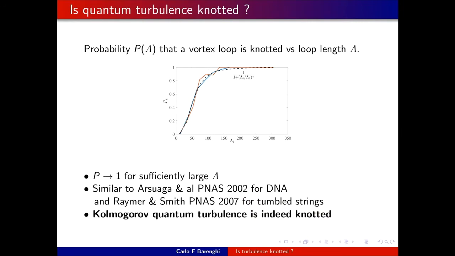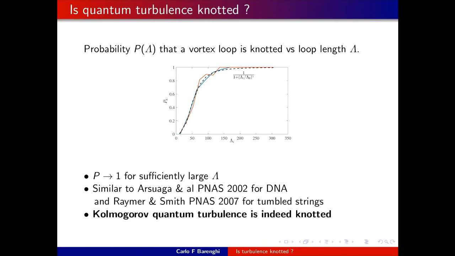This is the probability that a given vortex loop is knotted. So lambda is the length, and P is the probability, and you see that provided a vortex is long enough, you're almost certain that it is knotted. That is not surprising, because it has also been found in other systems. For DNA, for example, long molecules can apparently become easily knotted, and also for some kind of toy systems like tumble strings put in a washing machine.